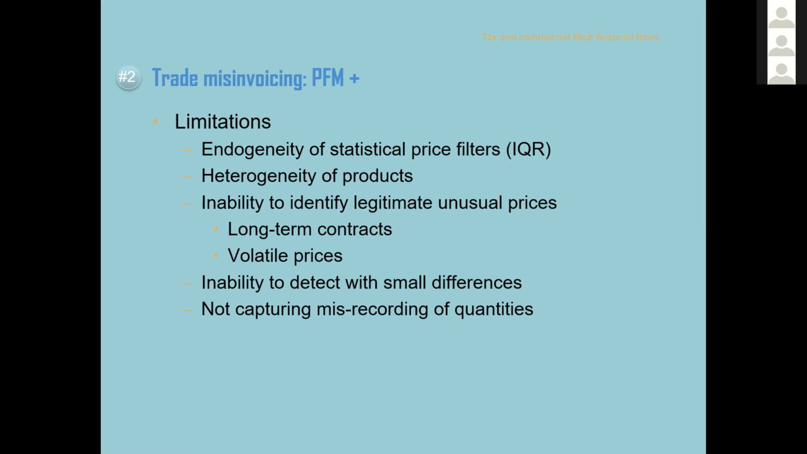So another case is when the price filter is unable to detect abnormal prices when there is only a small difference in the price. So when the price is being underpriced or overpriced by only a small margin, of course, the price filter will not pick it up. And moreover, the price filter method is not capturing any misrecording of quantities and so on. So if you remember, we said that we are addressing trade misinvoicing. However, with the price filter method, we are essentially looking only at trade mispricing. So we are only observing what is going on with the prices, and not considering anything that is going on with the quantities.